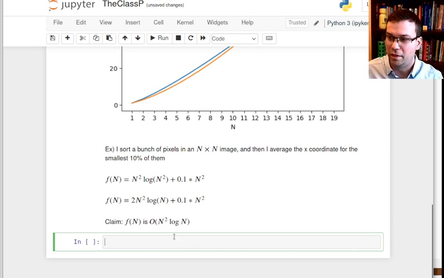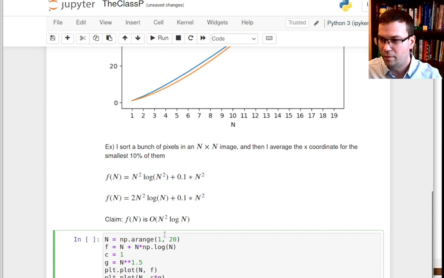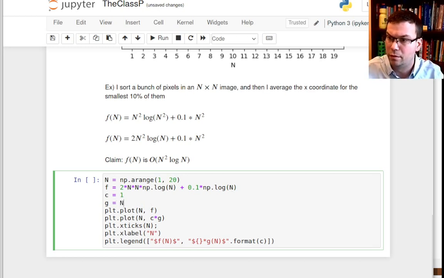Now, it doesn't look like it would be upper bounded by n squared log n. In fact, it looks much bigger than that, right? It's 2 times n squared times log n plus this 0.1 times, so it's got more stuff going on here. So if I were to try this out here, actually it would be 2n squared times log n plus 0.1 times n squared. And then I'll make my g just be n squared times log n.